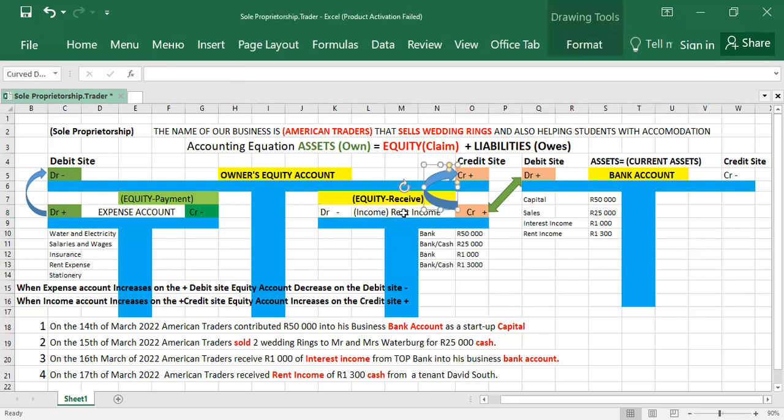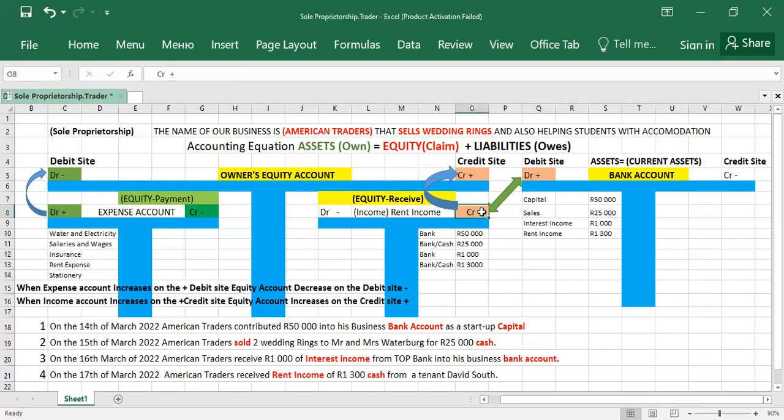And we all know that the rent income account increases on the credit side. So the business is receiving the money from the tenant. And then how much is the rent that the business is receiving? The rent income of 1,300. Now the details, the rent income, we want to know the rent income is being increased by 1,300. Where does this money come from? Contra account. It comes from the bank account. Now, that's how we are going to be recording our transaction.